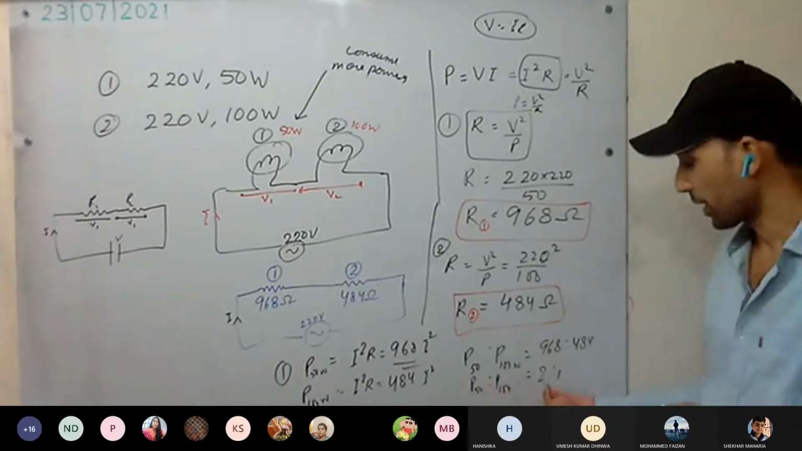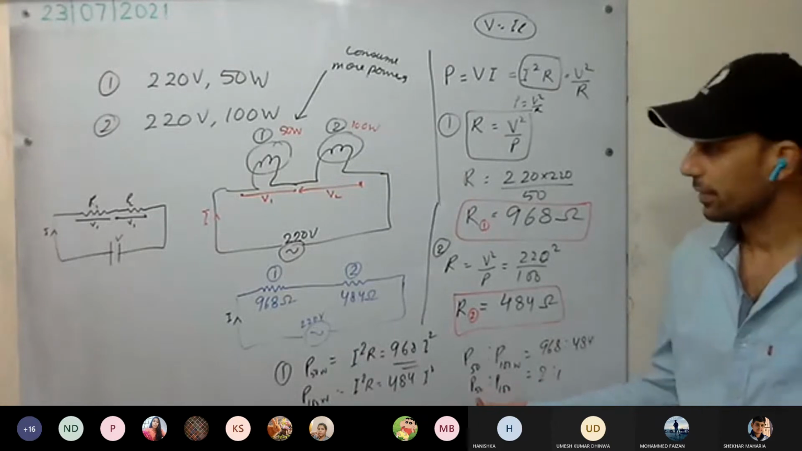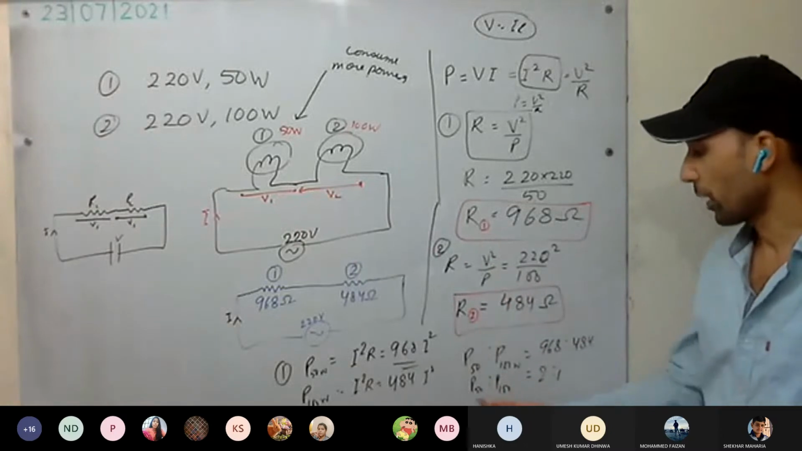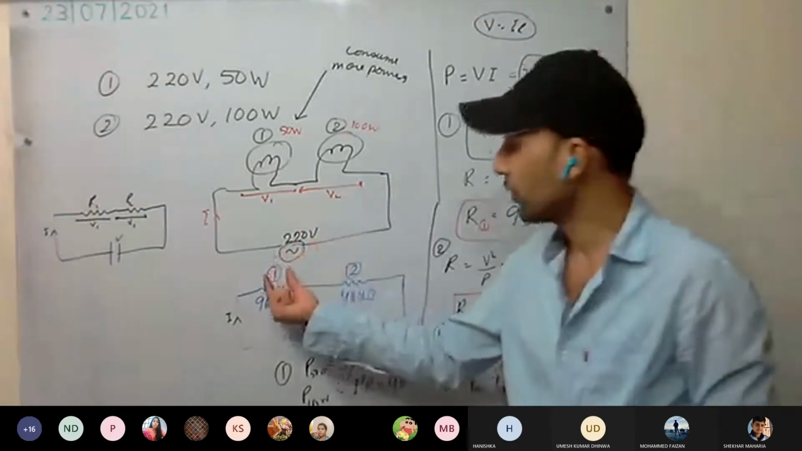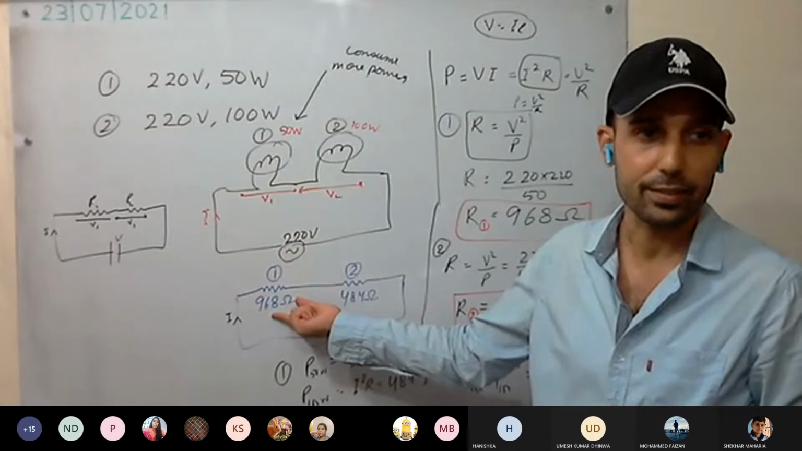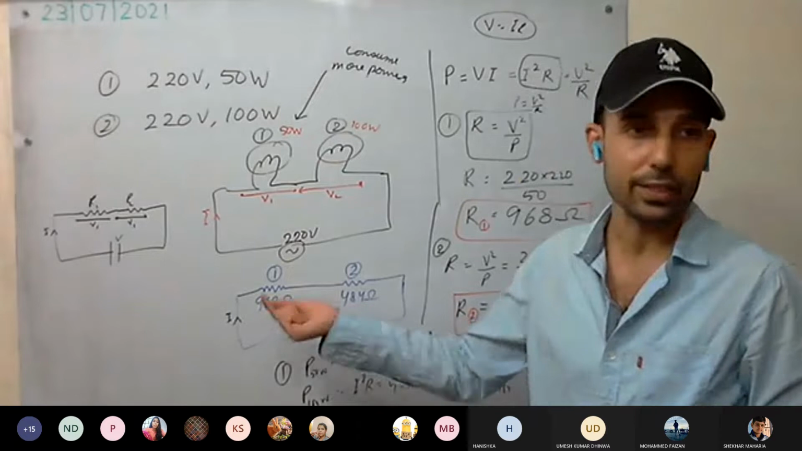So which is consuming more power? The 50 watt bulb. When both are connected in series, which is consuming more power? The 50 watt bulb. Why? Because the 50 watt bulb has more resistance, 968 ohm.